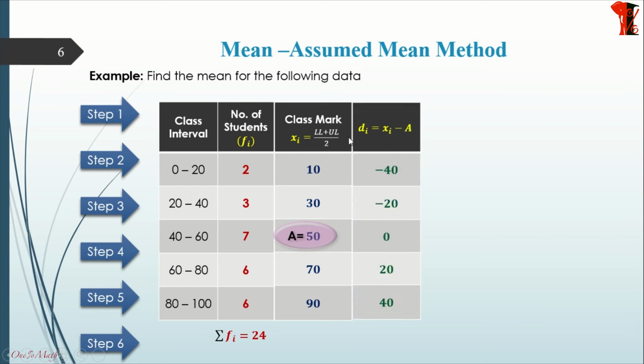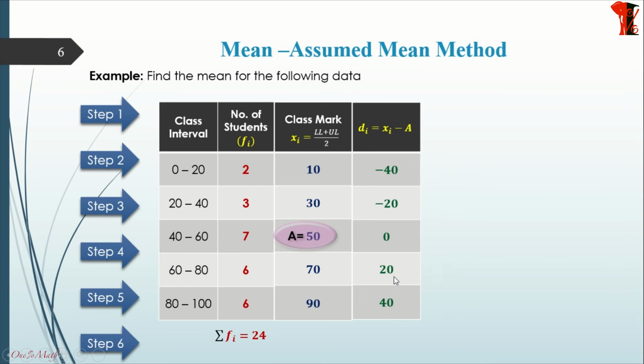Now step 4: di equals xi minus a. What is a here? 50, correct? Xi is 10, so 10 minus 50 gives minus 40. Then 30 minus 50 gives minus 20. 50 minus 50 gives 0. 70 minus 50 gives 20. 90 minus 50 gives 40. Keep in mind that above the assumed mean all the di values are negative and below the assumed mean all the di's are positive.